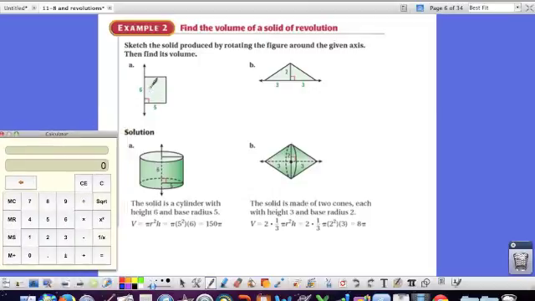So on these problems here, you could also find the volume. The work is done here for you below, but this again is going to be a cylinder. This shape here is actually going to be a composite shape, 2 cones stuck next to each other.